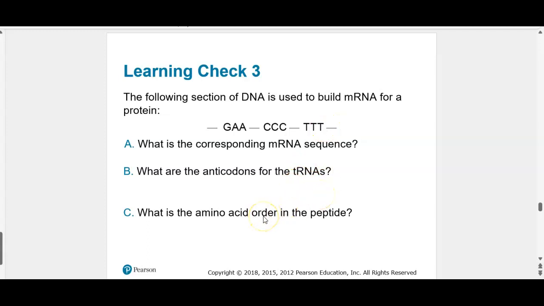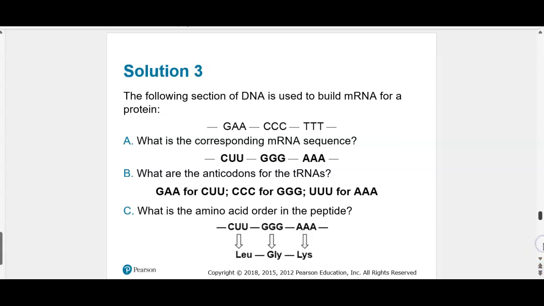And what's the amino acid order? Well, let's just go on to the next slide, where you see what I'm doing here. The anticodons, we don't really want to put these in order.